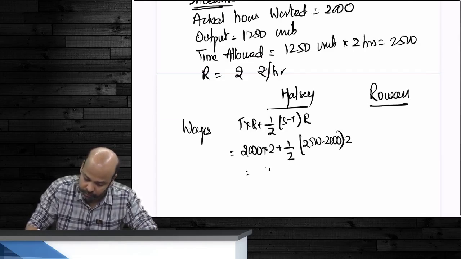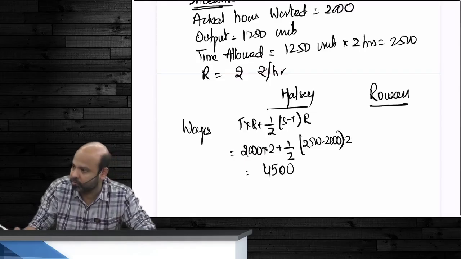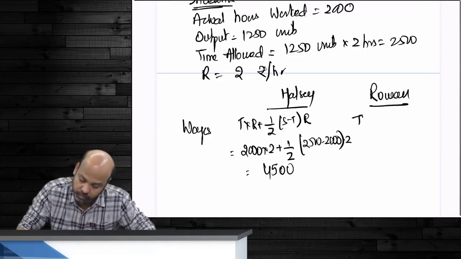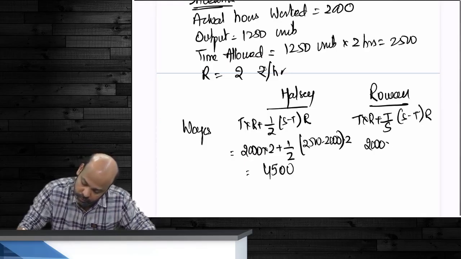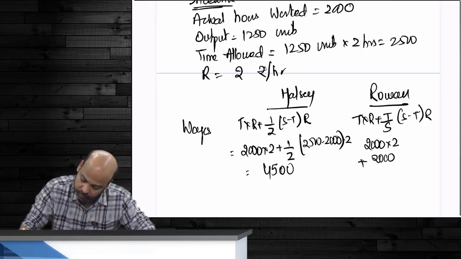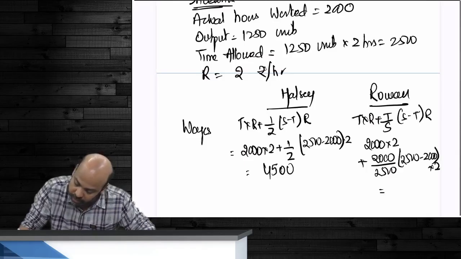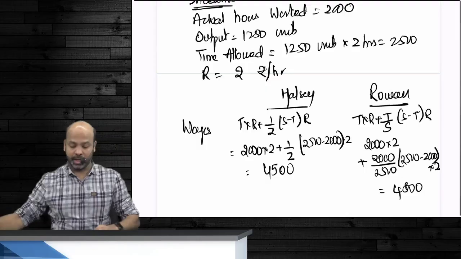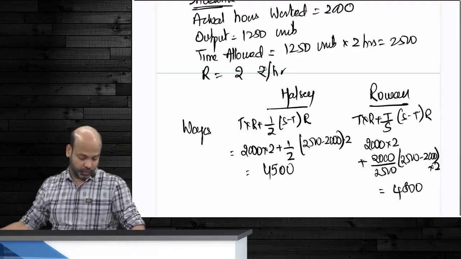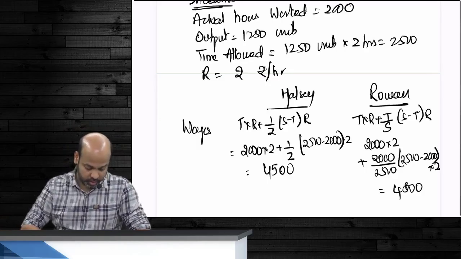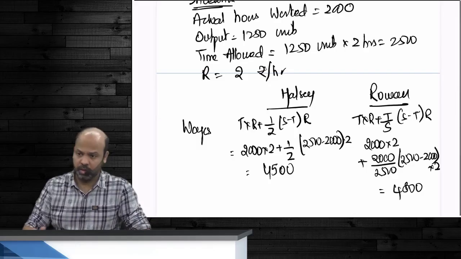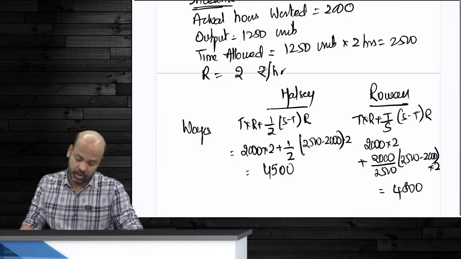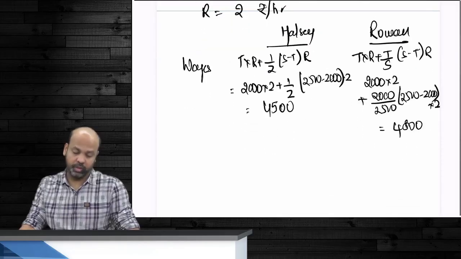Only 4500, no? How much beta? 4000. So under Halsey, guys, they will get paid 4500 rupees, and under Rowan scheme they will get paid 4800. 4500 and 4800. Are we clear, kids?